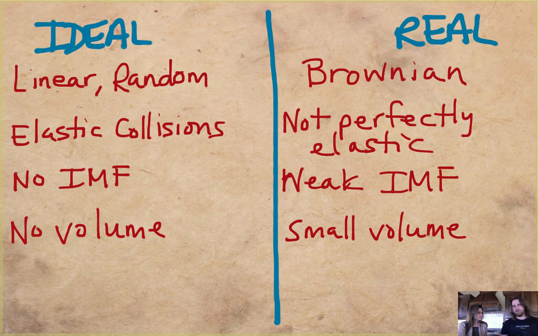So you guys see the idea here. Random motion completely? Not quite. Brownian motion. Elastic collisions? Not perfectly elastic. That's just the difference between real and ideal gases. Everything's not quite what we say for ideal gases. And remember, when we're doing all these equations and gas laws and everything, we're assuming all gases are ideal. All right, that's it.